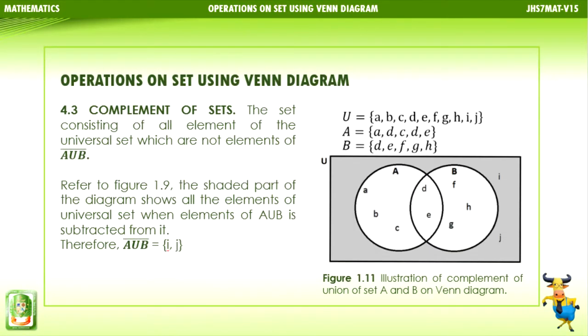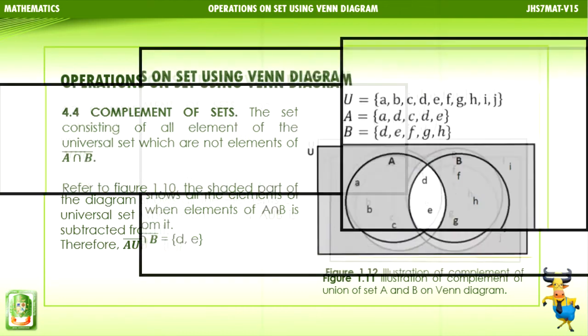4.3 Complement of sets. The set consisting of all elements of the universal set which are not elements of A union B, the complement. Refer to figure 1.11. The shaded part of the diagram shows all the elements of the universal set when A union B is subtracted from it. Therefore, A union B complement is a set containing elements I and J.